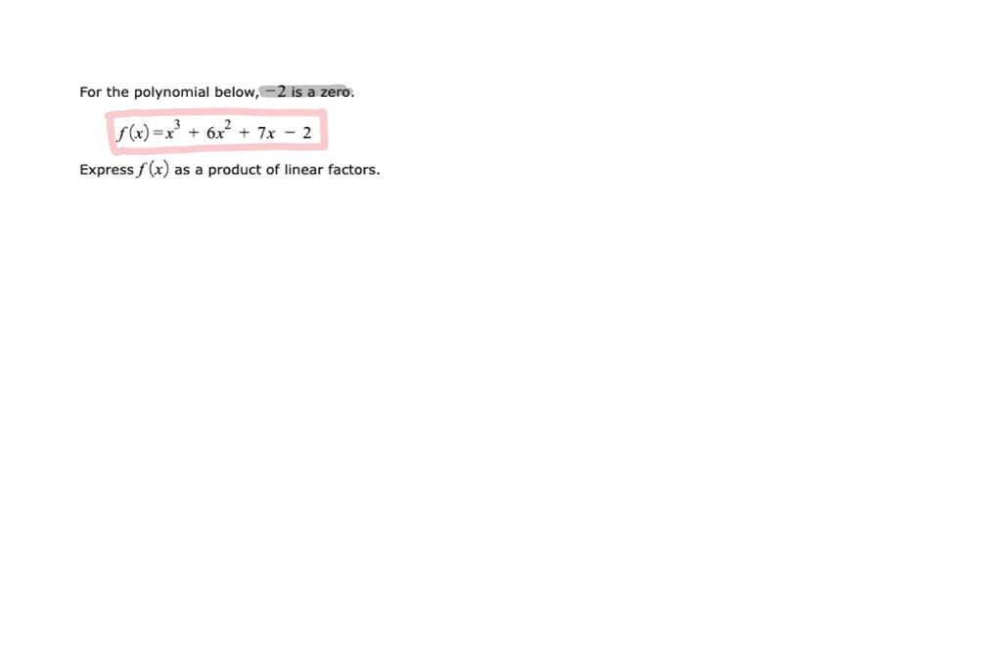And you want to note the degree, which is the highest exponent. So this polynomial is degree 3, which tells us we know there will be 3 zeros. And since we've been given 1, we need to find the remaining 2.